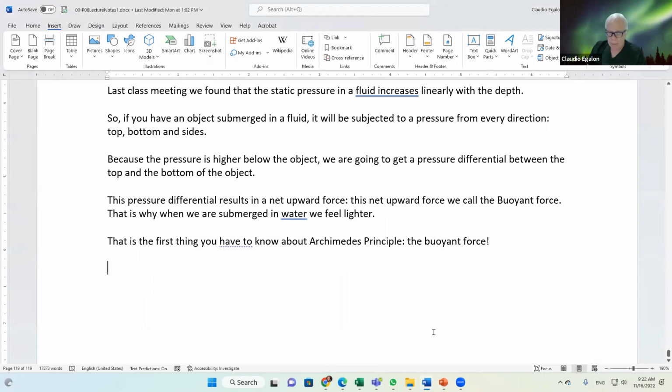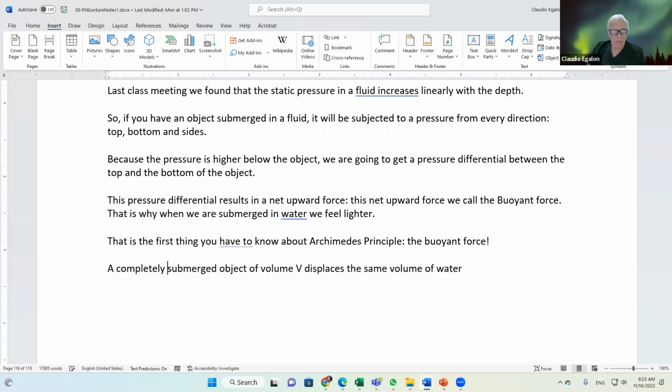One, the buoyant force. And the second important idea is that a completely submerged object of volume V displaces the same volume of water.